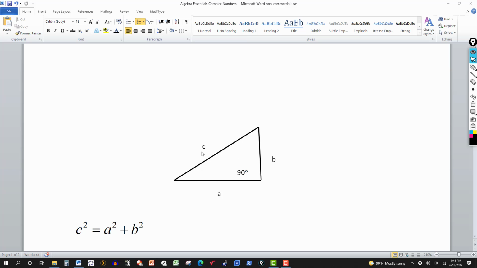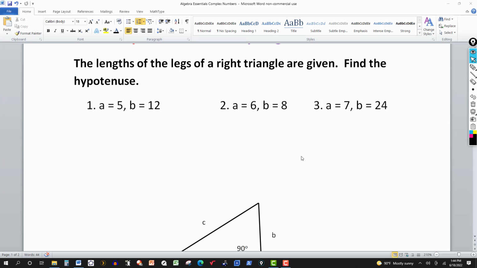So the hypotenuse is always the longest side, and the formula they give you is that the square of the hypotenuse is always the sum of the squares of the other two sides. Very basic concept in geometry, and like I said, it comes up sometimes in more advanced mathematics. So let's look at the problems then.